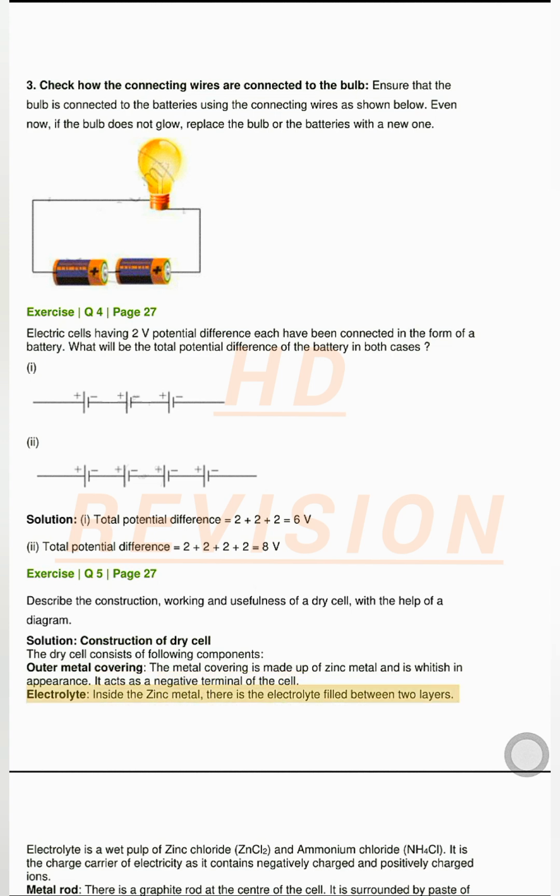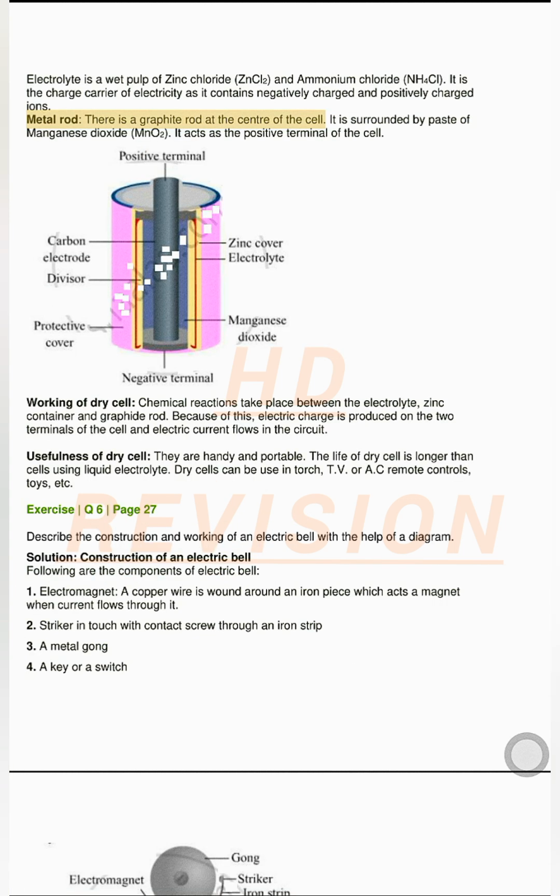Electrolyte. Inside the zinc metal, there is the electrolyte filled between 2 layers. Electrolyte is a wet pulp of zinc chloride, ZnCl2, and ammonium chloride, NH4Cl. It is the charge carrier of electricity as it contains negatively charged and positively charged ions. Metal rod. There is a graphite rod at the center of the cell. It is surrounded by a paste of manganese dioxide, MnO2. It acts as the positive terminal of the cell.